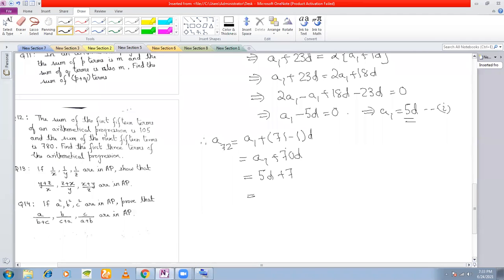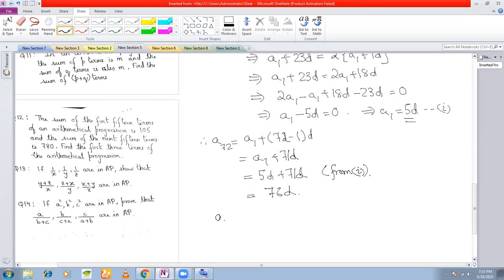So 72nd term is A1 plus 72 minus 1. So this has to be 71D, right? So this is 5D plus 71D. This is from 1, right? So we're getting 76D. This is we are getting A72.